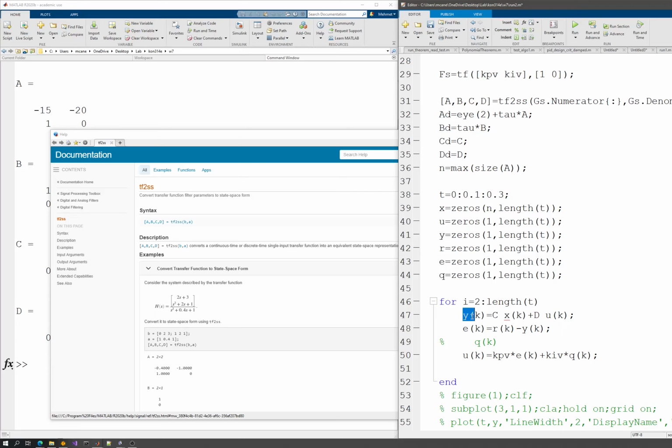Once I have the output, so I'm basically at the output of the whole structure, I am feeding it back and looking for the initial value of the output and the reference signal. And I construct the error. Once I have the error, I will go ahead and calculate the integral.